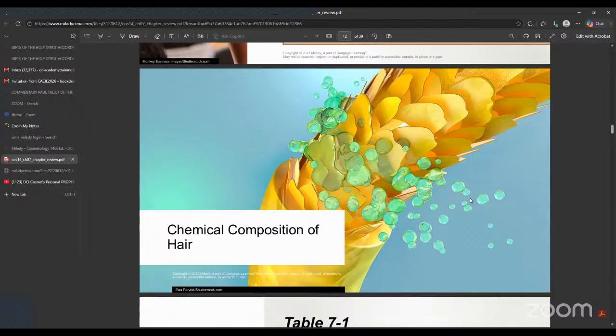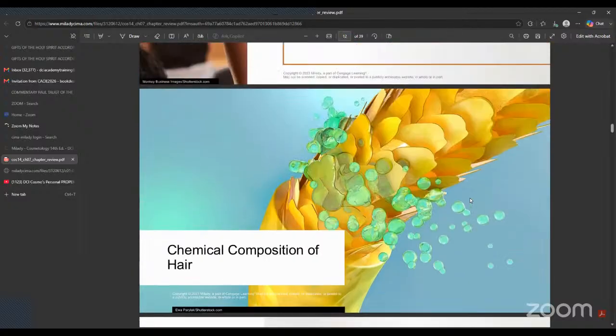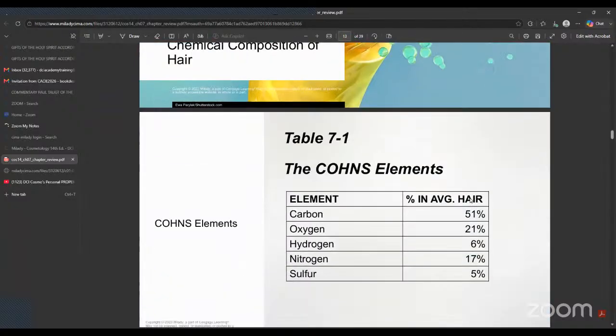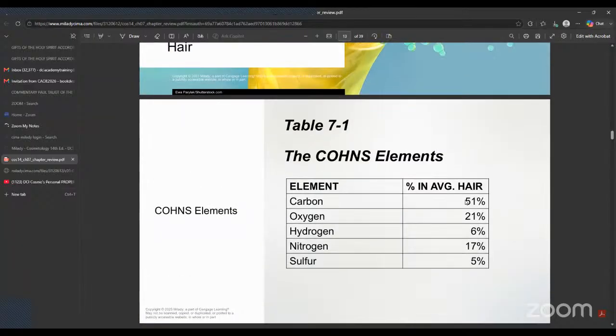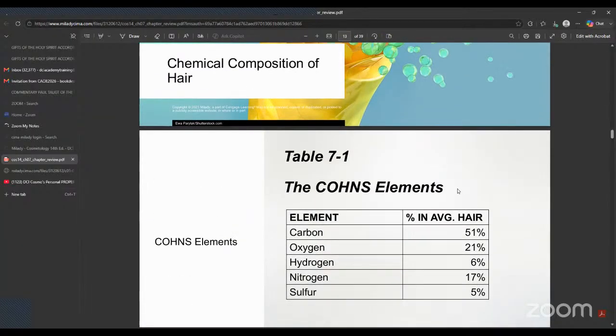Let's pick up tomorrow on the chemical makeup of hair. We're talking CHONS tomorrow. I see you guys tomorrow morning for this study session. If you haven't looked at this already, I'm probably going to send this to you by email. But you get familiar with the chemical makeup, chemical composition.